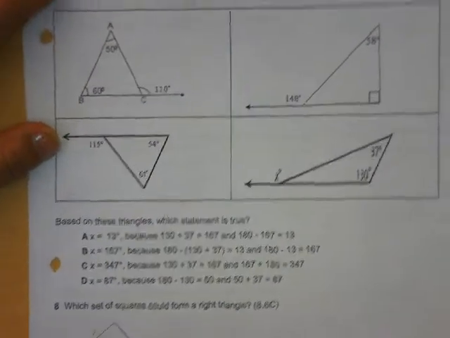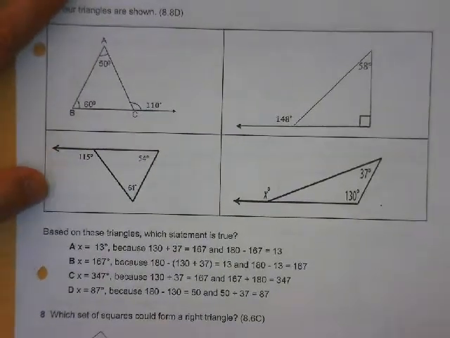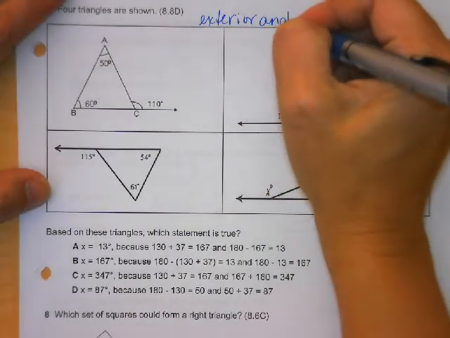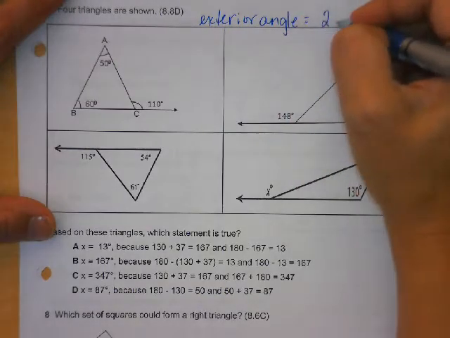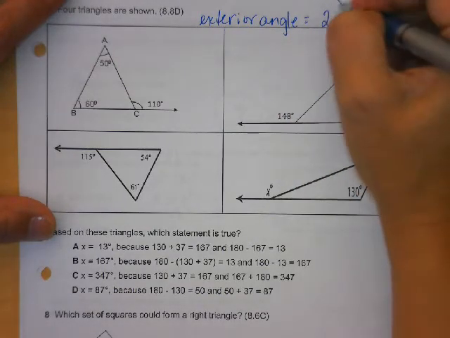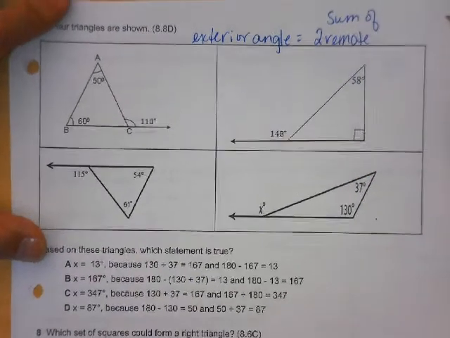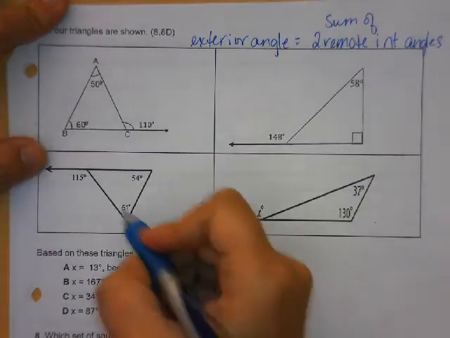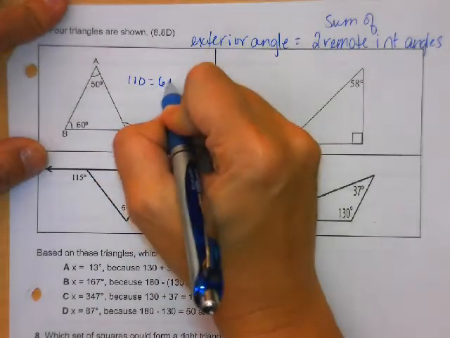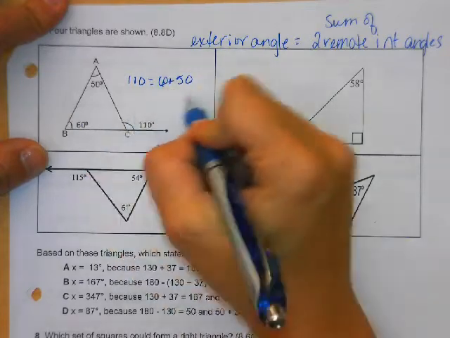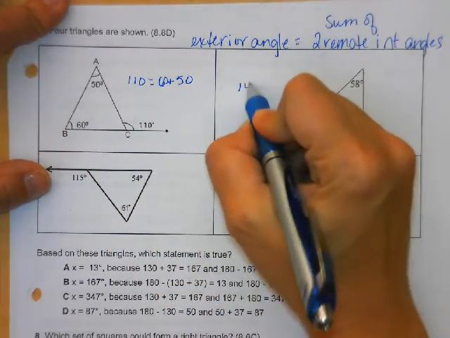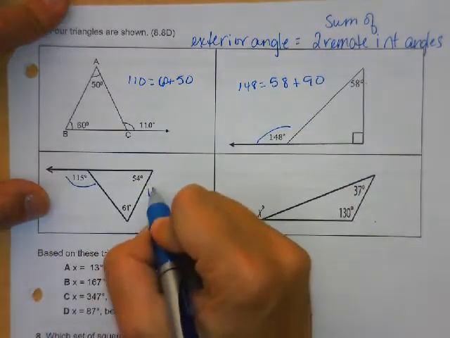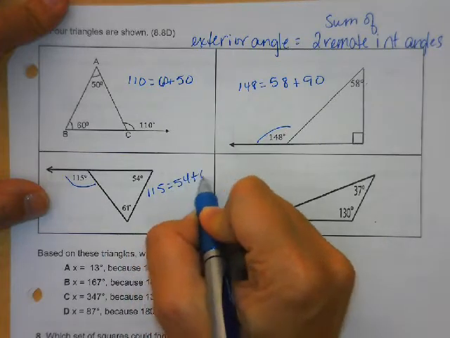Four triangles are shown. So you can see this is our exterior angle. Remember, it is equal to the sum of the two remote interior angles. So that's what this is showing. So we could write 110 equals 60 plus 50. Here we're seeing that 148 is equal to 58 plus 90. 115 is equal to 54 plus 61.